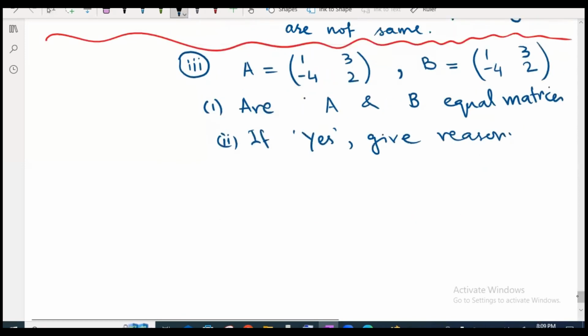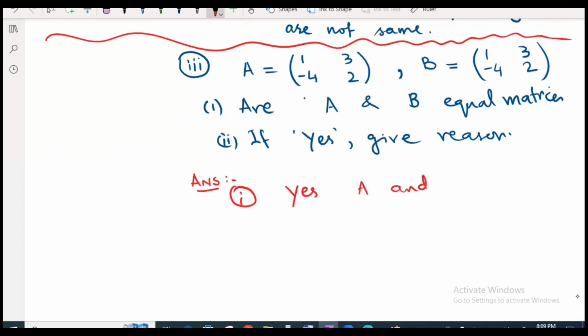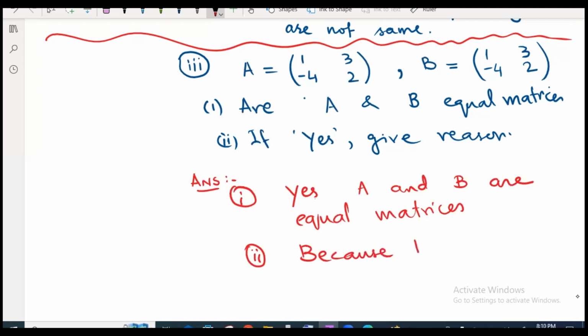So the answer for part 1: are they equal? Yes, A and B are equal matrices. Now you have to give the reason why. Because both have the same order and corresponding elements are also the same. The reason is: orders and corresponding elements are the same, equal matrices. Part 2 reason is because both have the same order and the same corresponding elements.